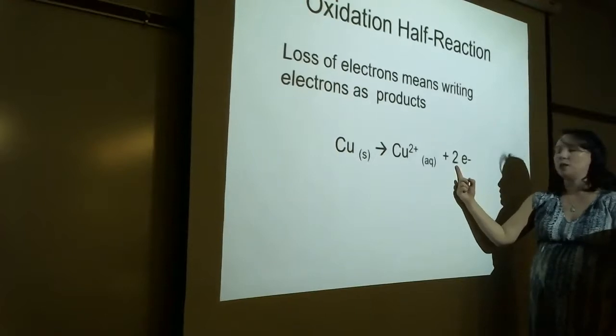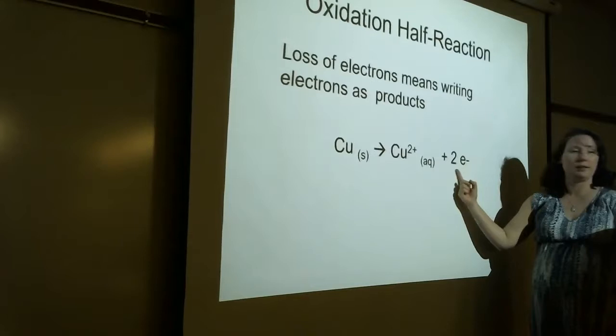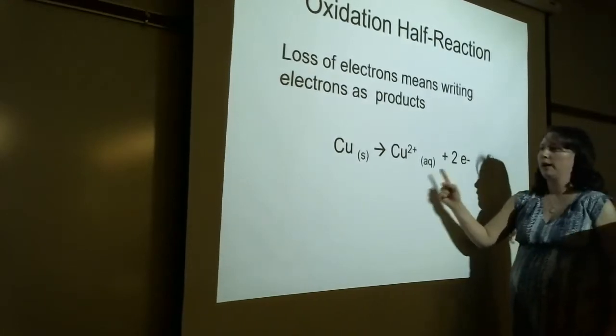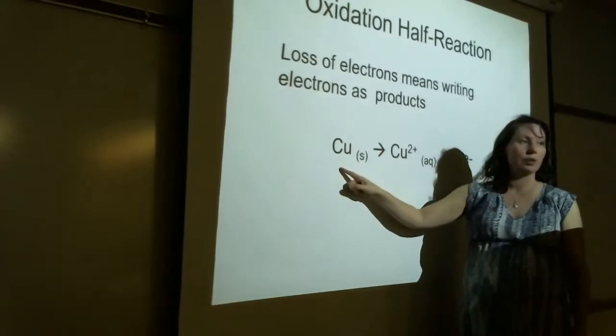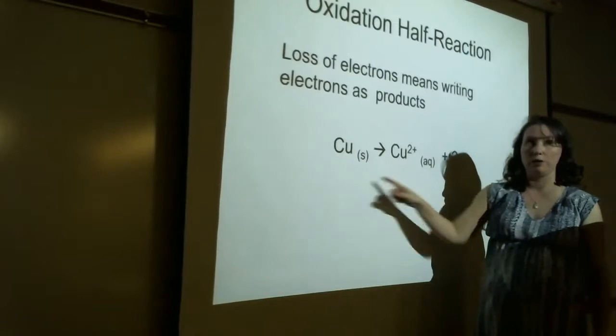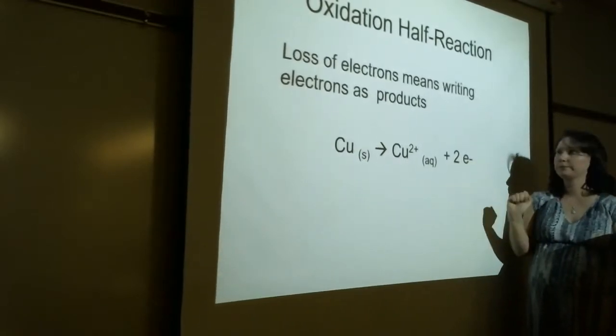Does everyone see why this +2e⁻ is here? Do you understand where this is coming from? And why it's 2 and not 1? Right? The oxidation number of copper initially was 0. It became +2. How do you get from 0 to +2? You lose 2 electrons. Everyone with me here?